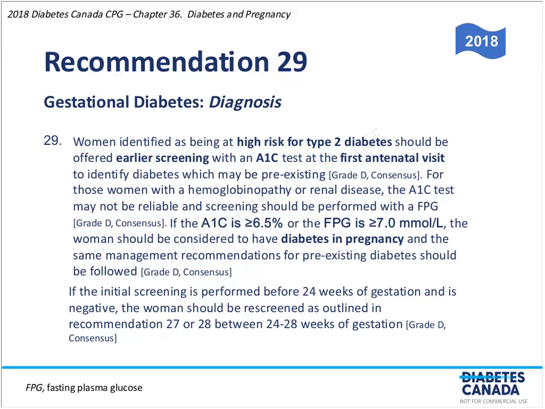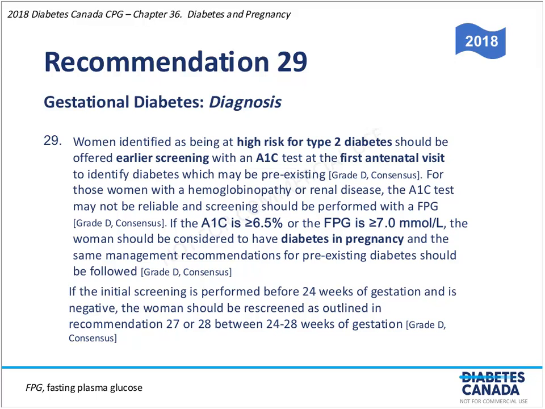Diagnosis. Now this was interesting, and I'd be interested to hear what people have to say about this, and I'm not entirely sure I know what to do with this. Let's just read this particular recommendation. So women identified as being at high risk for type 2 diabetes should be offered earlier screening than 24 to 28 weeks with an A1C test at the first antenatal visit to identify diabetes. If there was any thought that they might have a spuriously high or low A1C due to a hemoglobinopathy or some other thing, then a fasting blood sugar should be done.